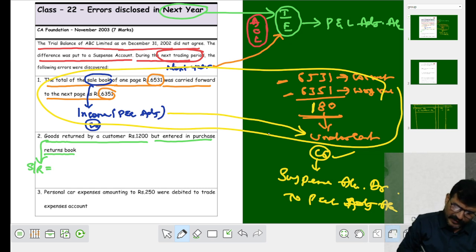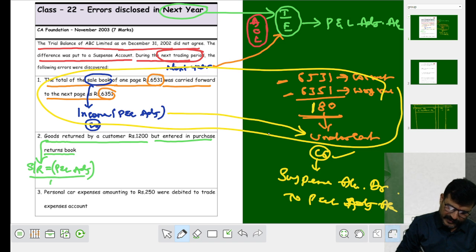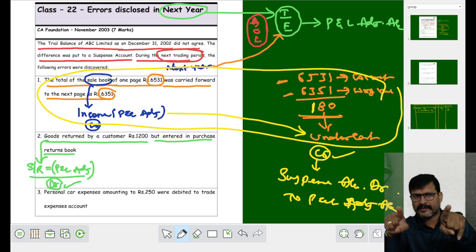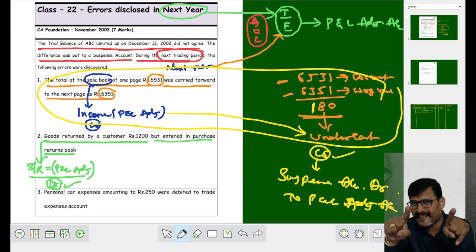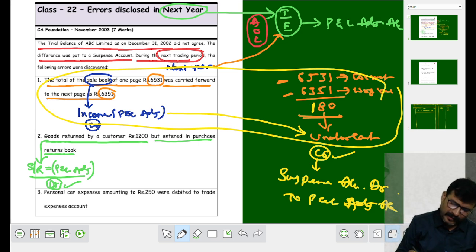Sales returns comes under the heading of income and expenses. So it is to be replaced with P&L adjustment account. Fine. What is the balance of sales returns? Sales returns is to be debited. Am I right? Sales and sales returns are opposite. Sales is a credit, sales returns is a debit. Fine, it is to be debited. Returned by whom? Returned by a customer. Who is customer? Customer is a debtor.